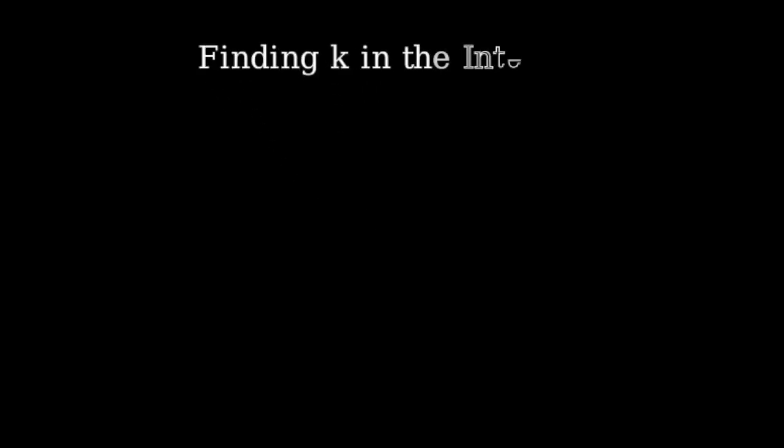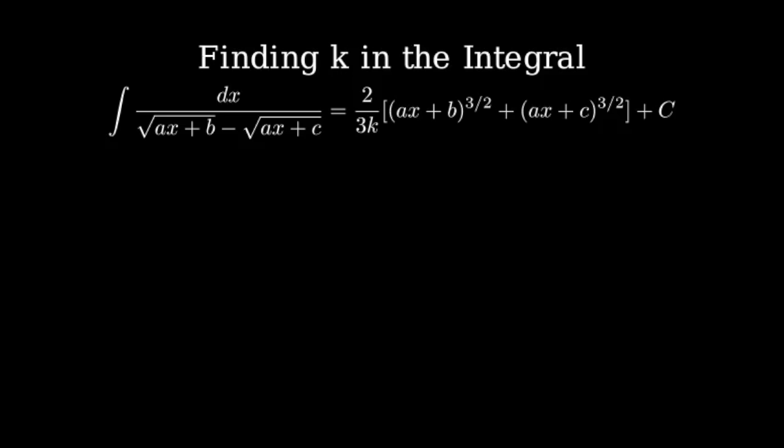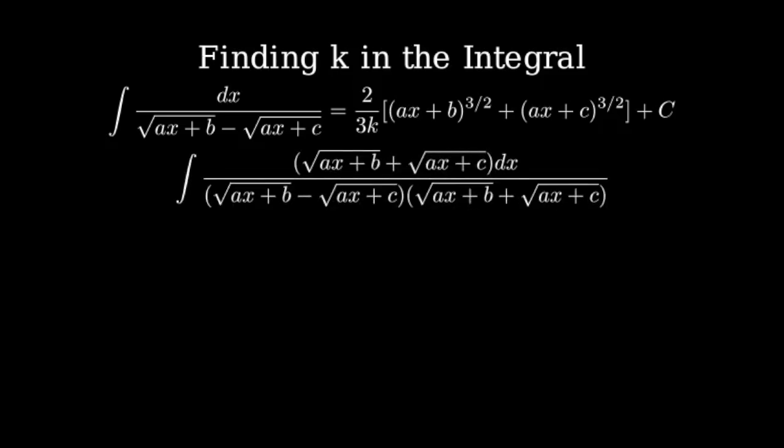Let's solve this challenging integral step by step. We need to find what k equals in this integral equation. To solve this, let's start with the left side of the equation. The first step is to rationalize the denominator by multiplying both numerator and denominator by the conjugate of the denominator.